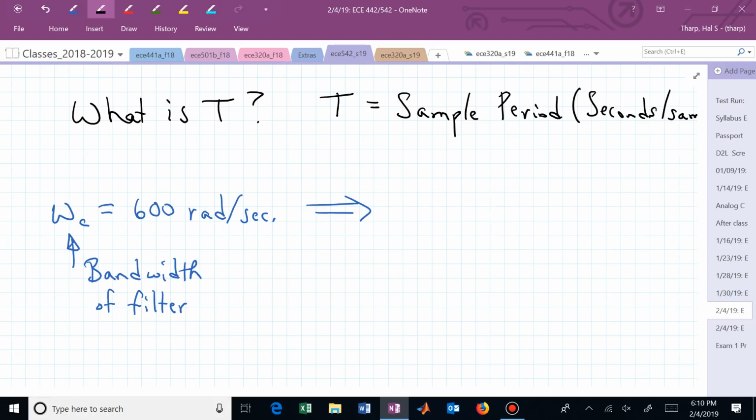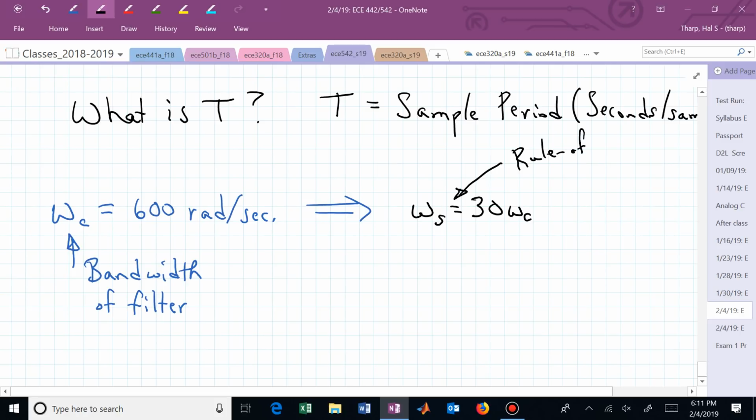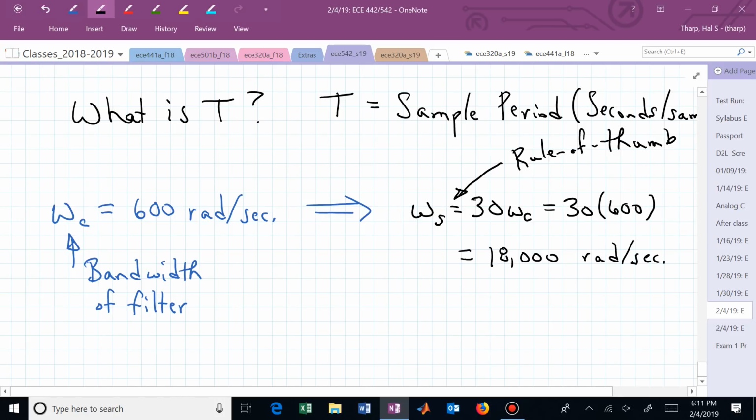So now we have omega sub s, 30 times omega c. That's our rule of thumb. So now we have 30 times 600, or that's 18,000 radians per second.